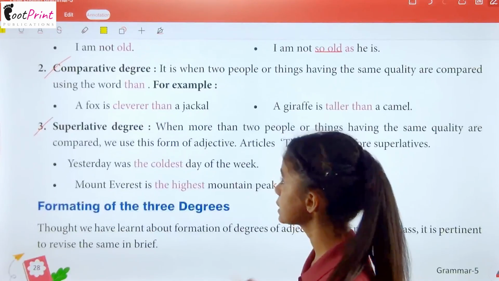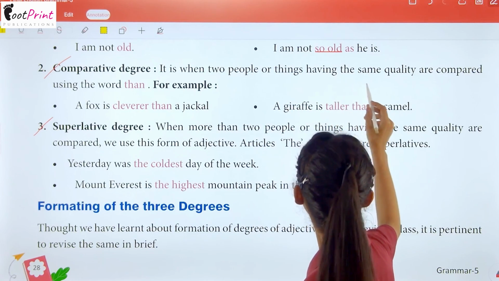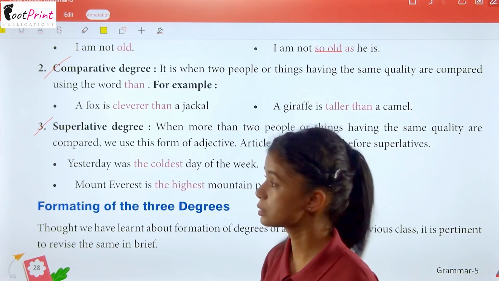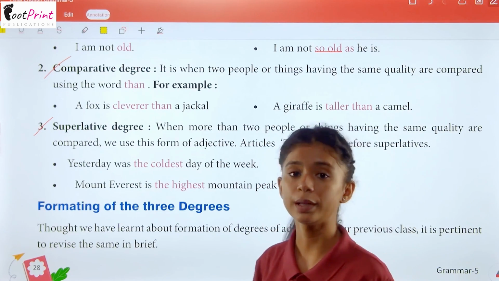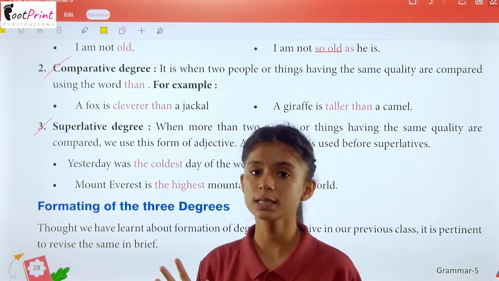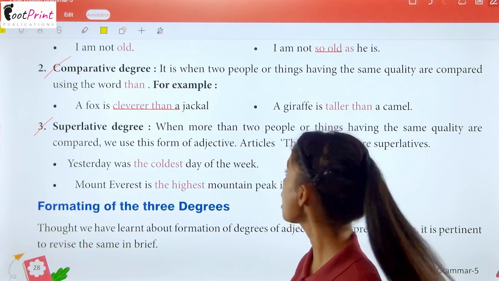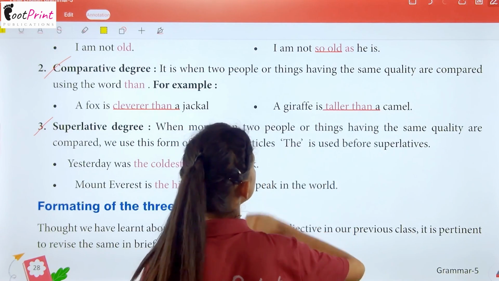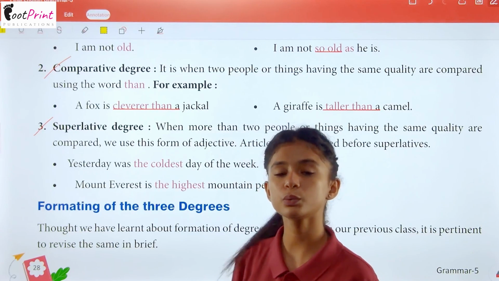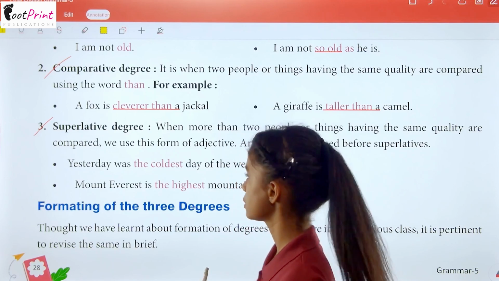Okay. Next is comparative degree. It is used when two people or things having the same quality are compared using the word than. A fox is cleverer than a jackal. A giraffe is taller than a camel. So, we are using the comparative degree with the word than for comparison.